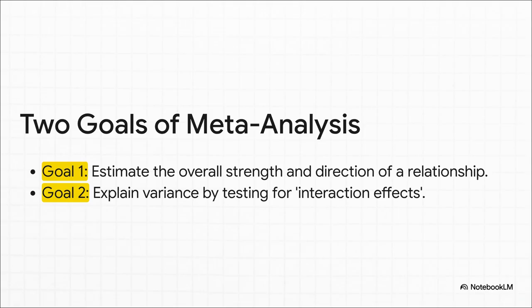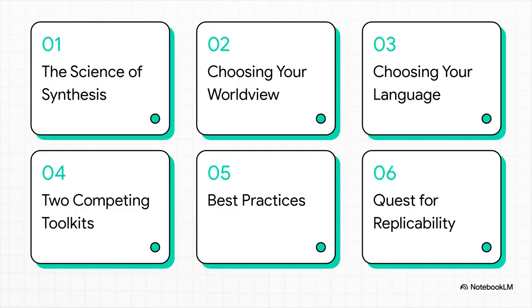And when you do a meta-analysis, you're really trying to do two things. First, you combine all the evidence to get a best guess of the overall effect. But second, and this is where it gets really interesting, is you try to explain why the results are different from one study to the next. These differences, what researchers call interaction effects, show you where a theory holds up and, just as importantly, where it breaks down. Now, doing one of these involves a whole series of critical choices. So today, we're going to walk through that journey, and we're calling it the researcher's crossroads.